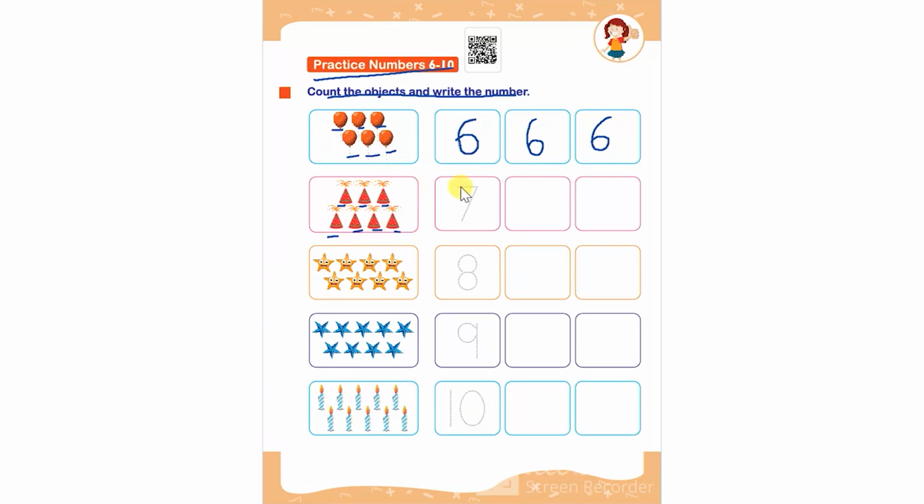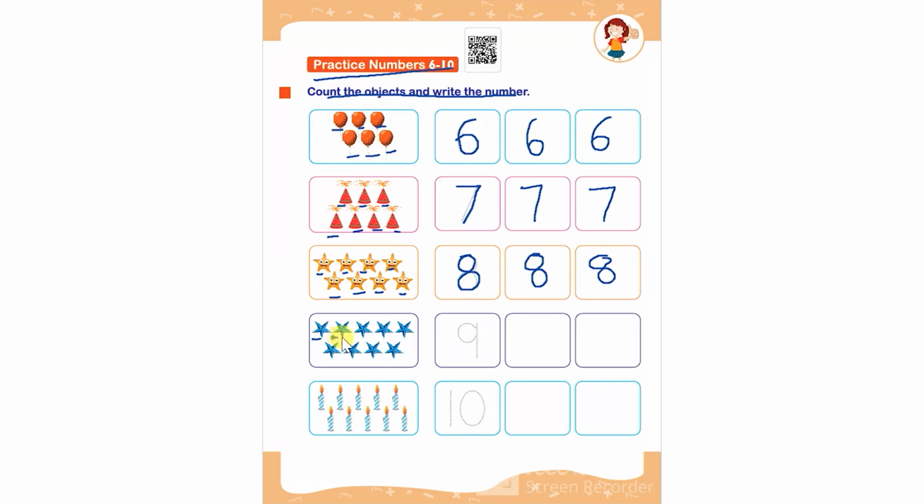There are 7 objects. So they have to trace the number 7 over here and then they have to write it on their own over here. After that there are 1, 2, 3, 4, 5, 6, 7, 8. 8 objects. So the child has to trace the number 8 over here and then they have to write it on their own in the next 2 boxes.